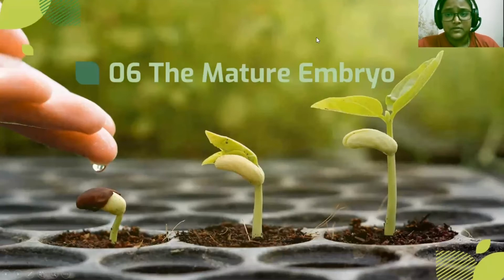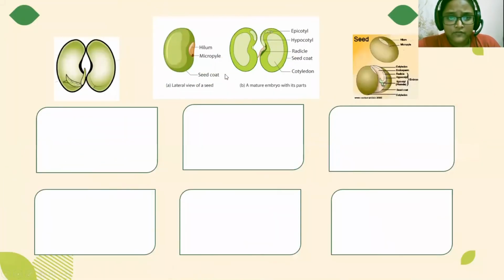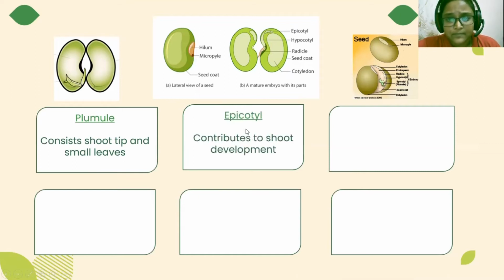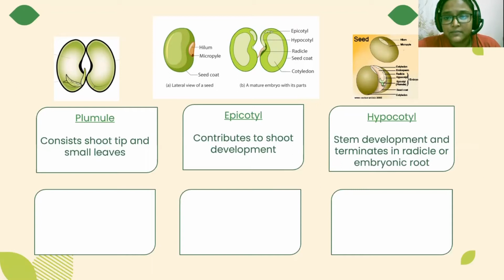Okay, a very good day everyone. Today I'm going to present about the mature embryo. First of all, here you can see the structure of the mature embryo. There are several structures that can be found inside the mature embryo. First is the plumule, which can be found at the tip of the epicotyl, and it consists of the shoot tip and small leaves. Furthermore, we can also find the epicotyl, which contributes to shoot development, and the hypocotyl, which contributes to stem development and terminates in the radicle or embryonic root.